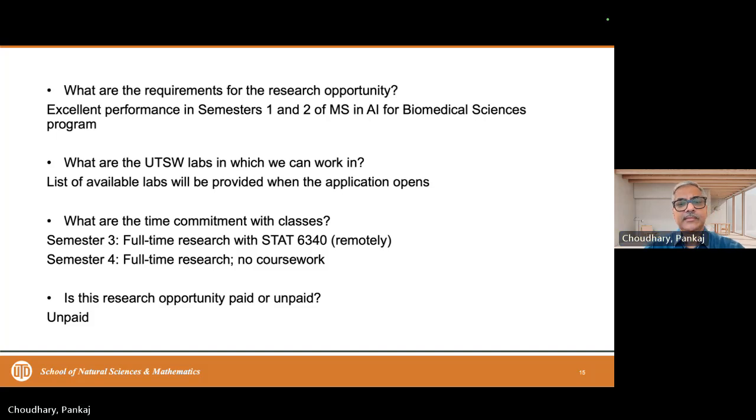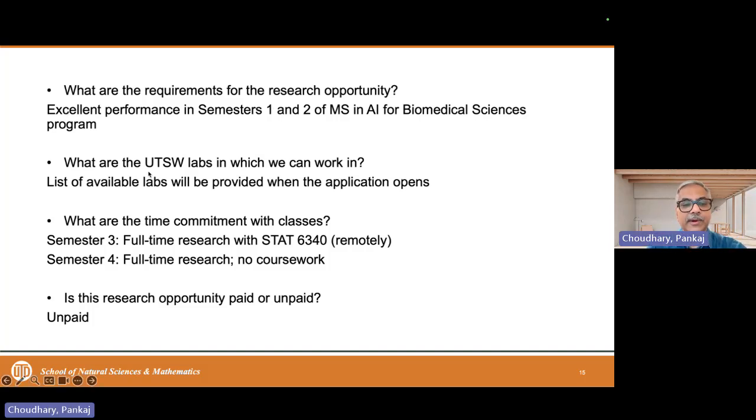The next question is, what are the requirements for the research opportunity? If you do well in the program, you will. Not everyone who is pursuing this program will be selected. There is a competitive selection process, and we will choose our best students to go to UT Southwestern. In other words, you should have demonstrated excellent performance in the first 2 semesters of this program.